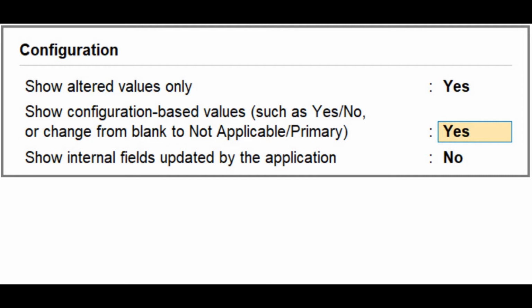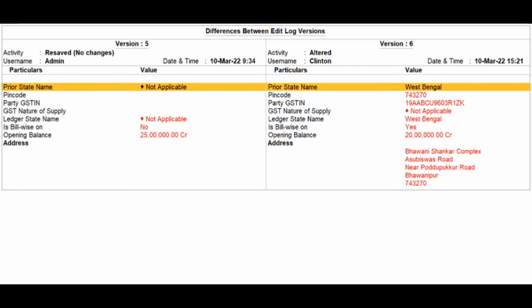Show internal fields updated by the application, set to no. As a result of alteration, Tally Prime updates a few internal fields in the application. Set it as yes if you want to view such fields in the report. After configuring as shown, a sample report appears on the screen.